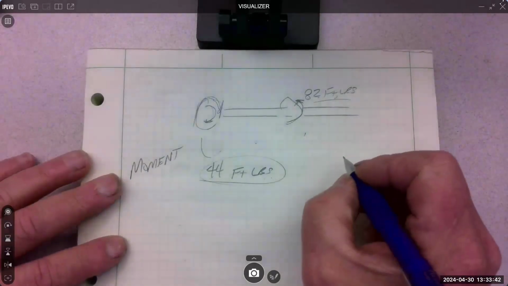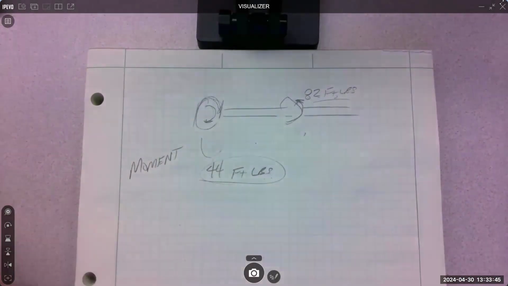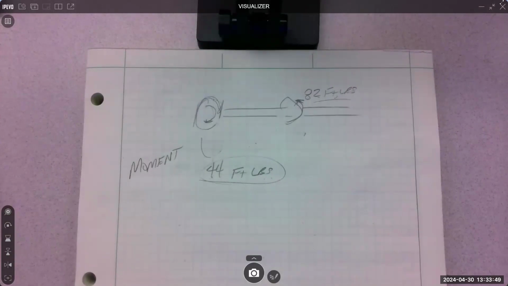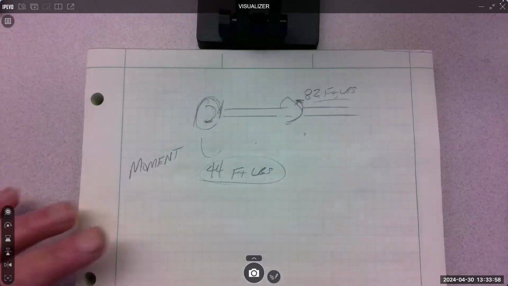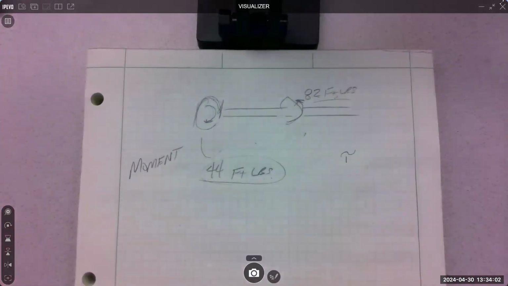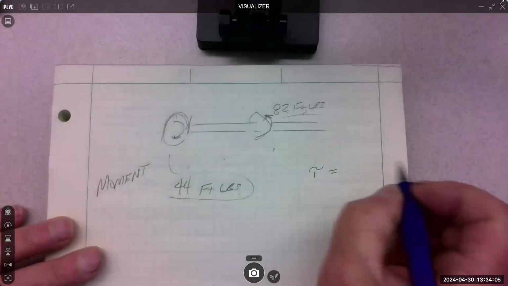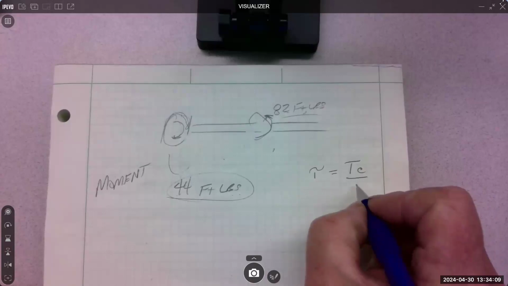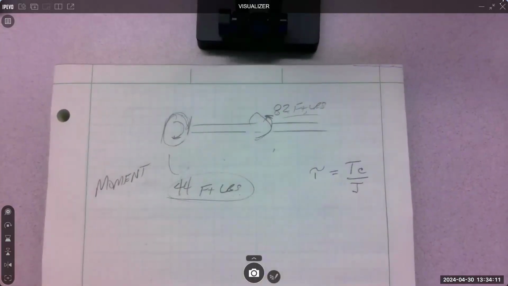The equation for torsional stress, let's see what they use for it, do they have a special symbol? I don't think they do. Oh, they do. They use shear. That is the same one for shear. And the equation is TC over J. It's a pretty simple equation, really.